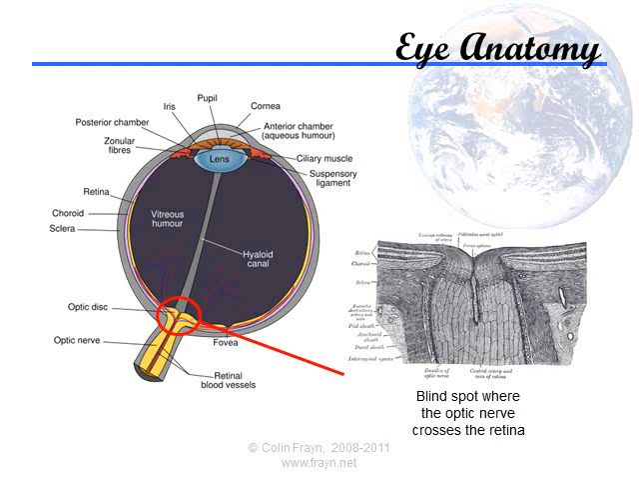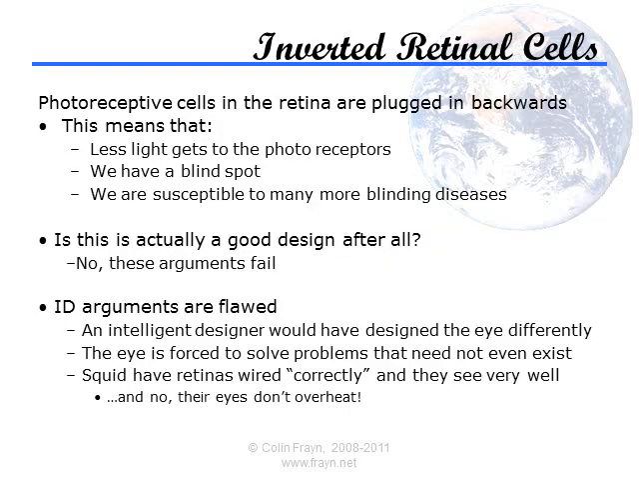This creates a blind spot at the back of the eye in which no light can be detected. Let's have a look at this problem in more detail. It turns out that the retinal cells in our mammalian eyes are oriented very strangely indeed.